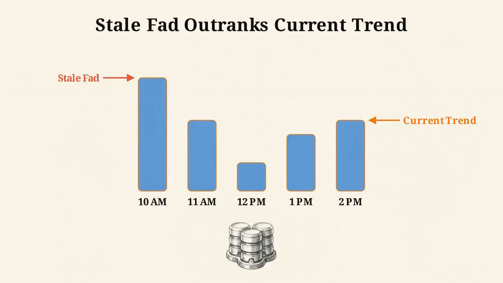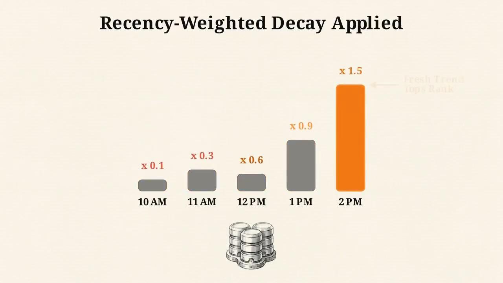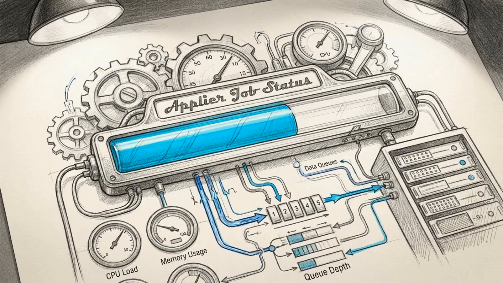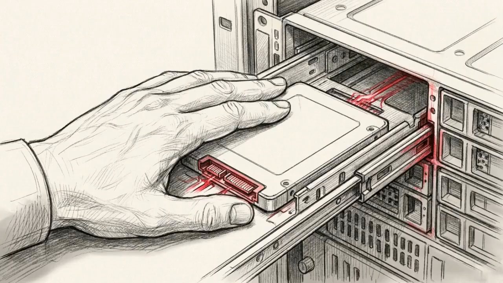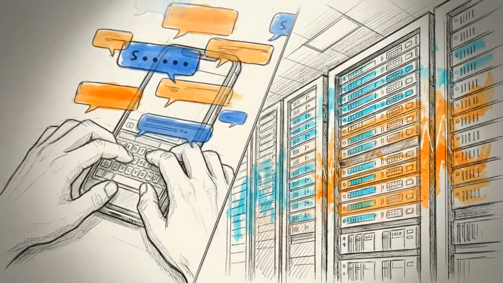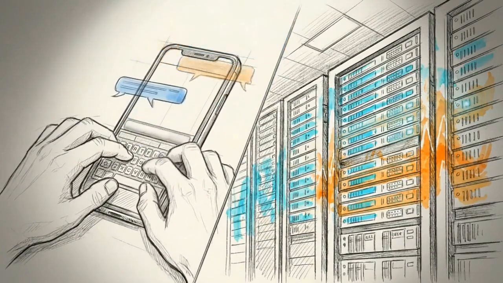Without intervention, a historically popular query would permanently outrank a rapidly rising search today. To fix this, the system applies recency-weighted decay. Older time buckets are mathematically penalized, so yesterday's massive traffic spike actively shrinks, allowing fresh, trending queries to rise to the top. Finally, background workers known as applier jobs periodically read this newly decayed data. They rebuild the tries from the bottom up, generate fresh snapshots, and push those updates to the serving layer.